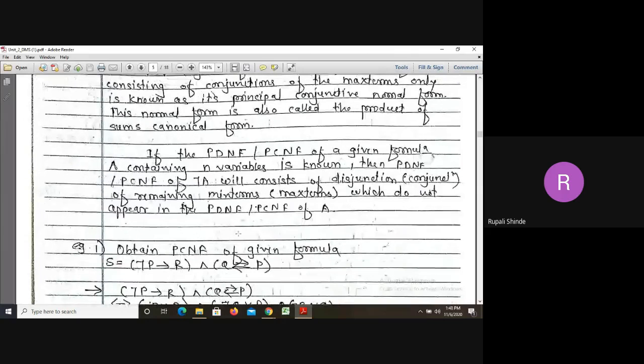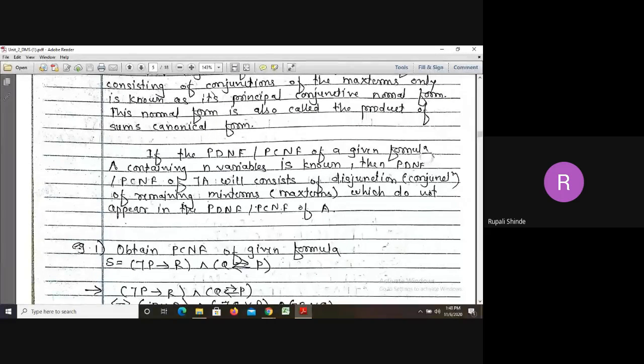Again there is one trick. Suppose a formula is given, and from that we have to find PCNF and PDNF for the same formula. How can we do it? If the PDNF and PCNF of formula A containing n variables is given, then the PDNF or PCNF of negation A will consist of the disjunction of remaining max terms or min terms which do not appear in the PDNF or PCNF.